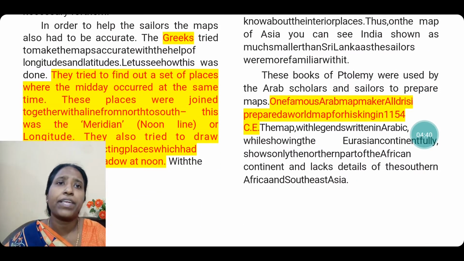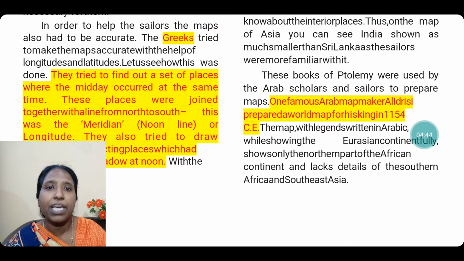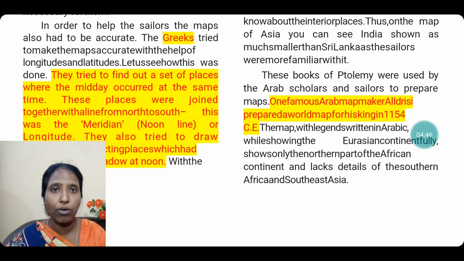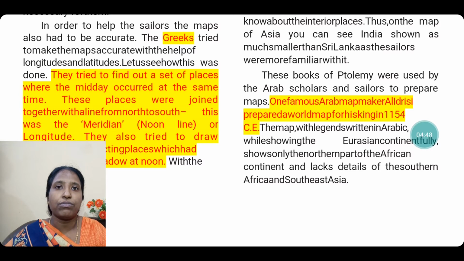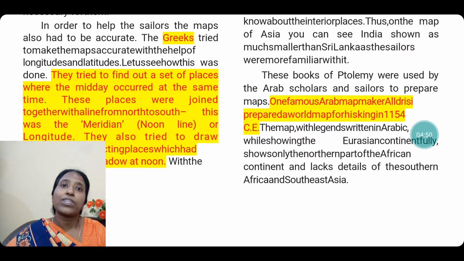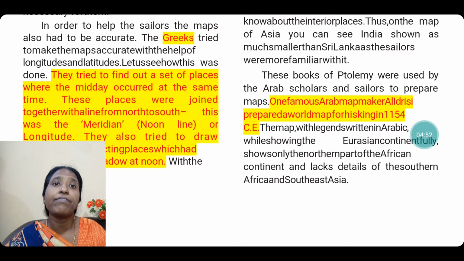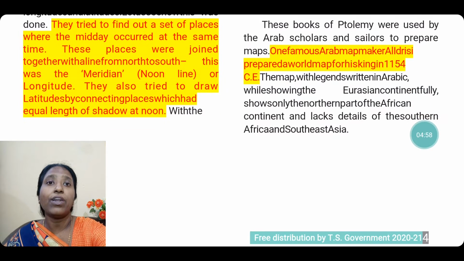Greeks tried to find out a set of places where midday occurred at the same time. Midday means noon time, 12 o'clock in the afternoon. These places were joined together with a line from north to south, and this was known as the meridian or the noon line or the longitude.